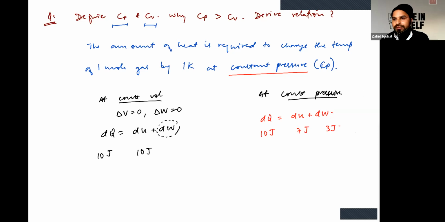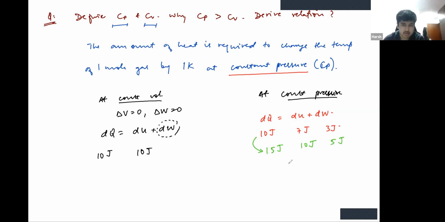Now, suppose you want the internal energy change to be 10 joule. So you must increase the amount of heat supplied to this system slightly, let's say around 14, 15 joule. Let's say 15 joule. So in this part, 10 joule will become internal energy and 5 joule will become work. Is it clear? Yes, sir.